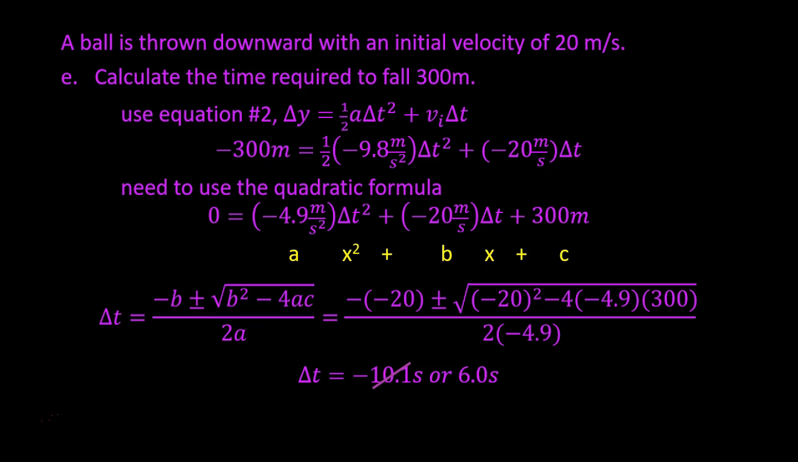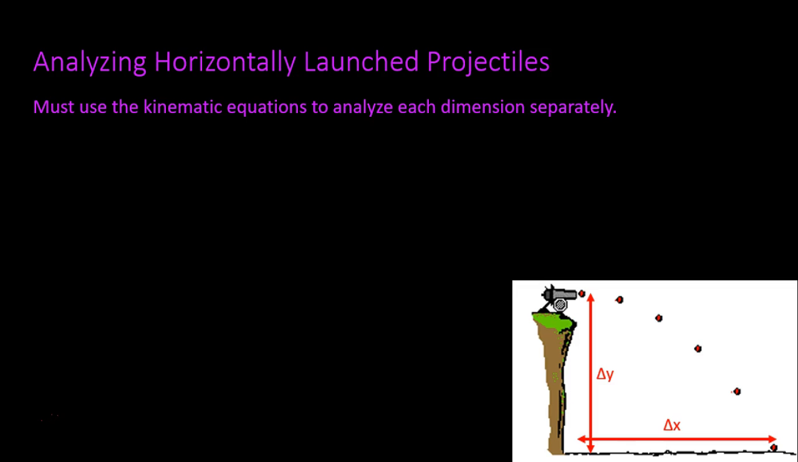Now that we've reviewed how to analyze free fall problems, let's move on and look at horizontally launched projectiles. So we must use the kinematic equations to analyze each dimension separately. And so we've got a vertical dimension, which we'll use y to designate, and we have the horizontal dimension, which we'll use x to designate.